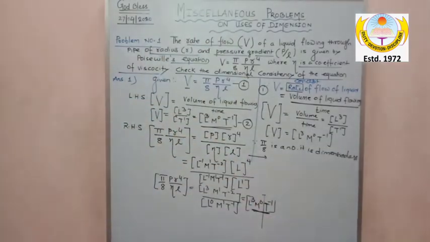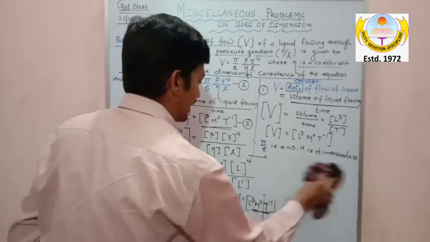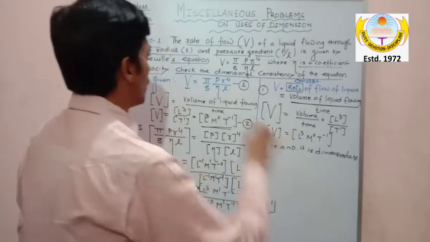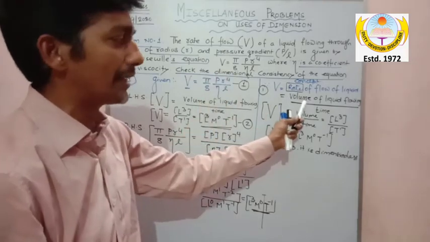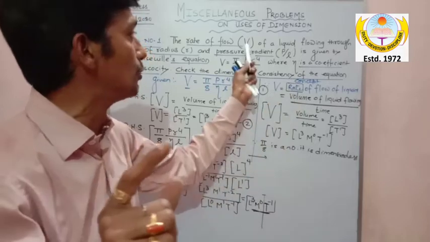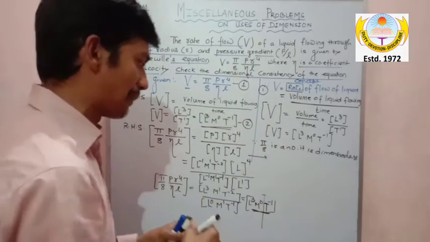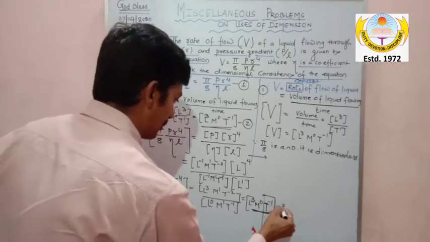So there is only one concept in the question, and the concept is the terminology, that is rate of flow of liquid. Because another name for rate of flow of liquid is volume of liquid divided by time. It is not only volume. Bas, that is the concept. The rest you can do easily if you know all the dimensions. So this is our equation number 3.